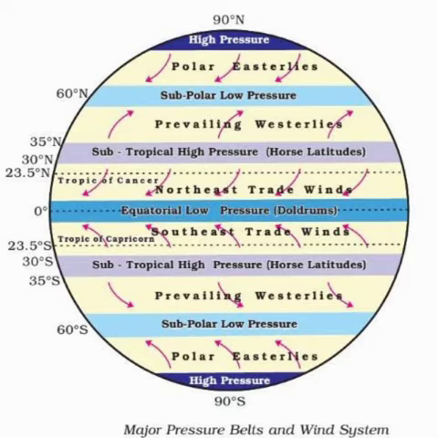I already told you about that. When a place has high temperature, that place has low pressure. When a place has low temperature, the pressure is high. So the following picture shows the different variations of pressure belts of the world.